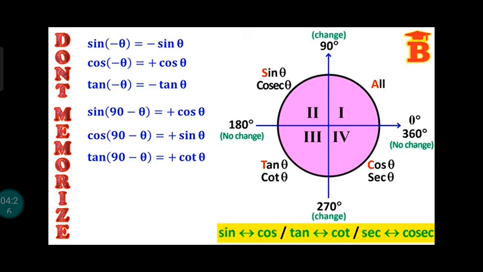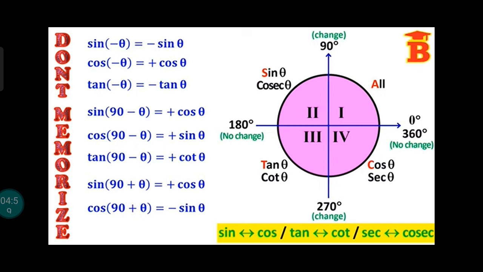Similarly next 90 plus theta. 90 degree plus theta lies in second quadrant. In second quadrant sin theta and cosecant theta are positive and all other functions are negative. So sin 90 plus theta, second quadrant sin is positive, so plus, sin changes to cos. So cos theta.